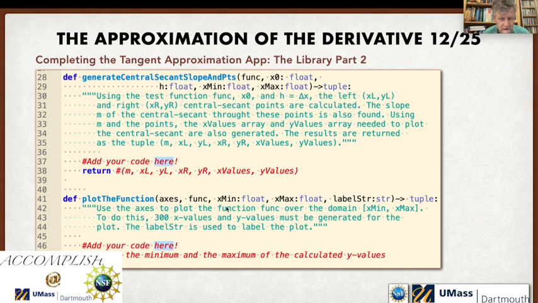This function does need to return something. It actually returns the minimum value and the maximum value of the calculated y values. So it's actually the y min followed by the y max. That's what this function should return.